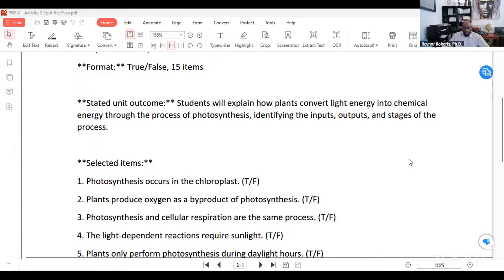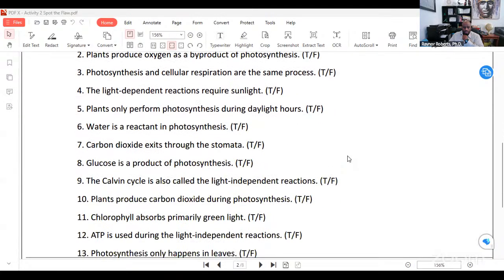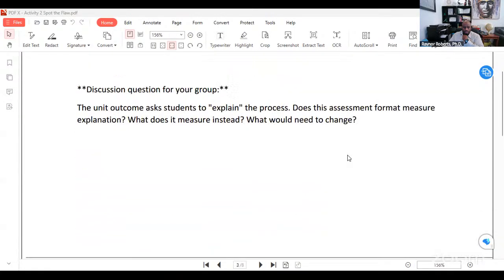I'll read the stated outcome one more time. Students will explain how plants convert light energy into chemical energy through the process of photosynthesis, identifying the inputs, outputs, and stages of the process. And here are the true, false items. Just read them. And then discussion question.